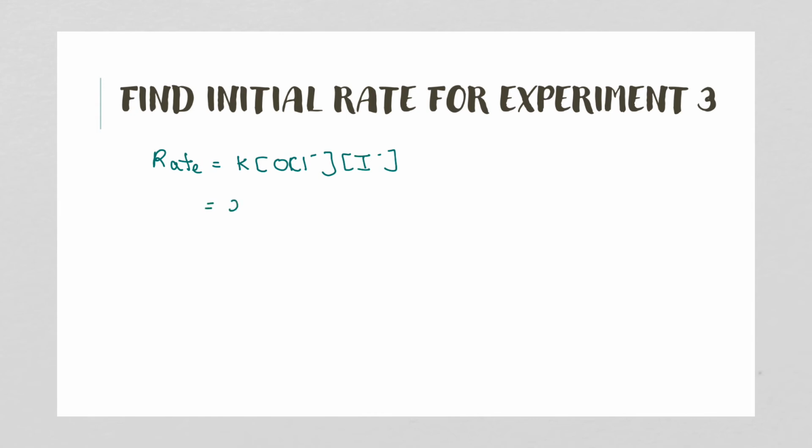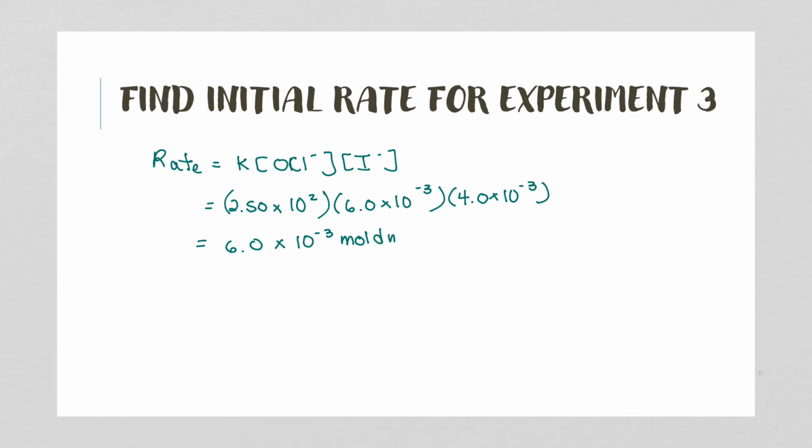So we have 2.50 times 10 to the power of 2 times 6.0 times 10 to the negative 3. That was the concentration of the first reactant, times 4.0 times 10 to the negative 3. That all computes out to be 6.0 times 10 to the negative 3 moles per decimeter cubed per second. That's our rate of reaction for experiment 3.